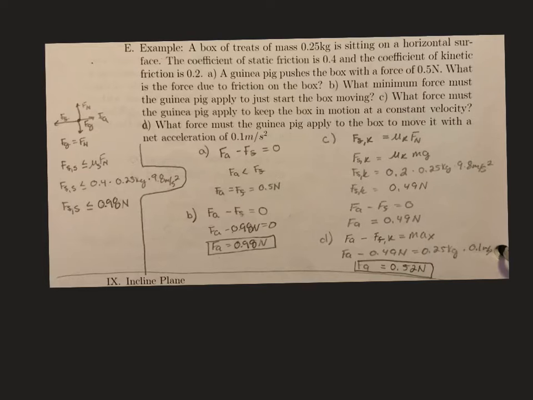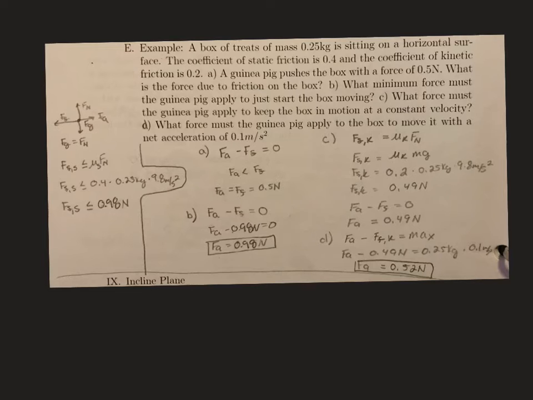Alright, so to start this problem off, we have to remember that the force due to static friction is less than or equal to the coefficient of static friction times the force normal. So it's an inequality. And until the guinea pig pushes with a force that is equal to or above the force due to static friction maximum, the object is not going to move. Up until that point, the force applied and the force of friction are going to equal each other.